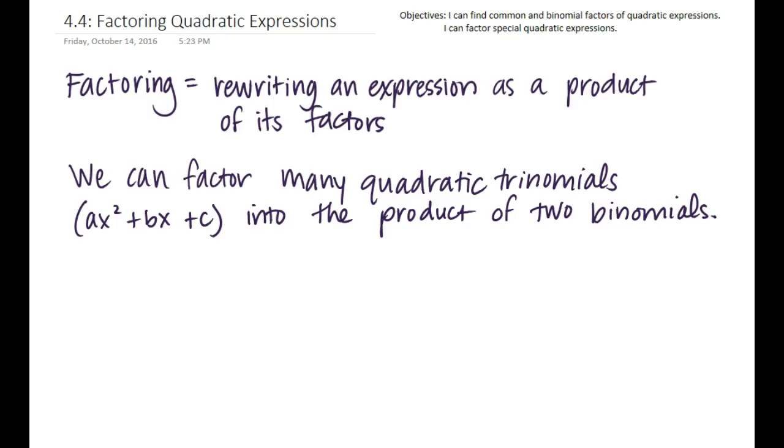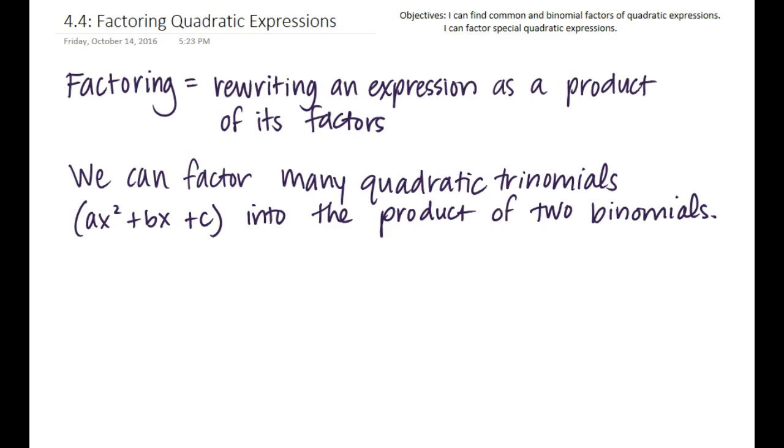This lesson video is for section 4.4, factoring quadratic expressions. Our objectives for this lesson are that we can find common and binomial factors of quadratic expressions, as well as factor special quadratic expressions. So let's begin by talking about what factoring is.